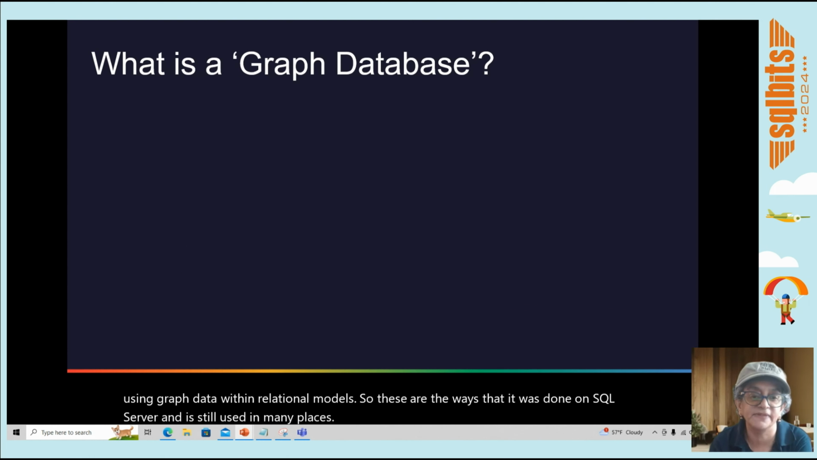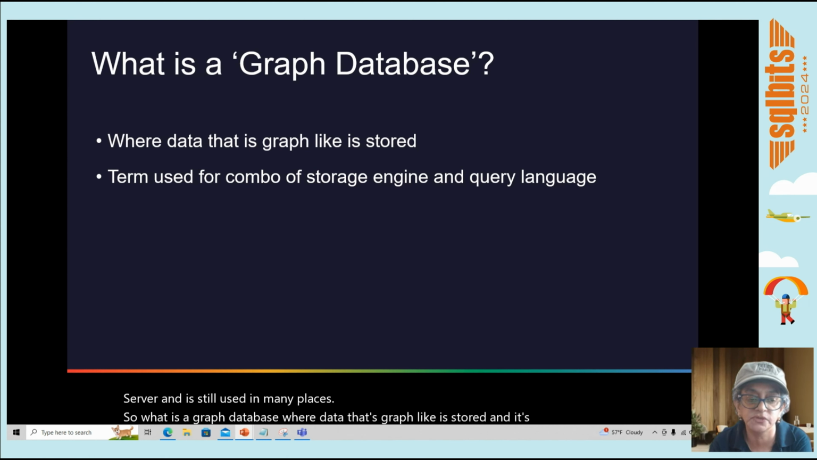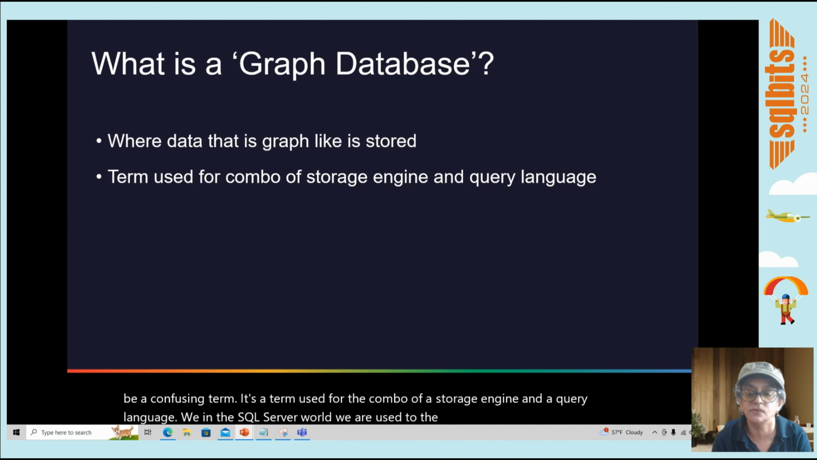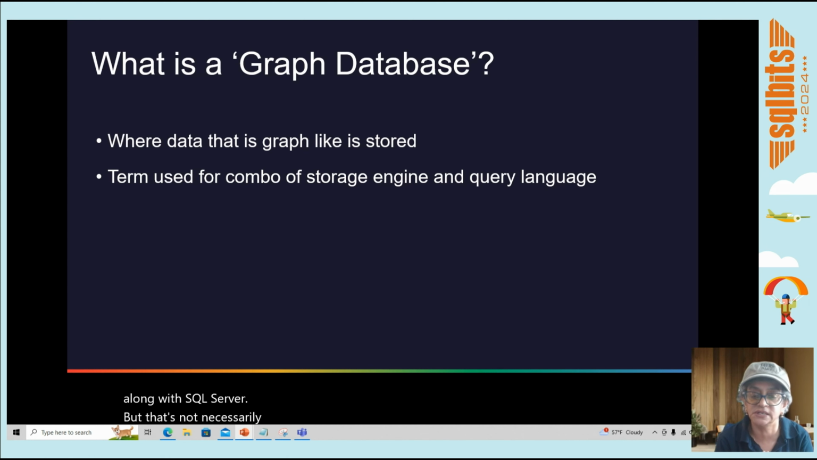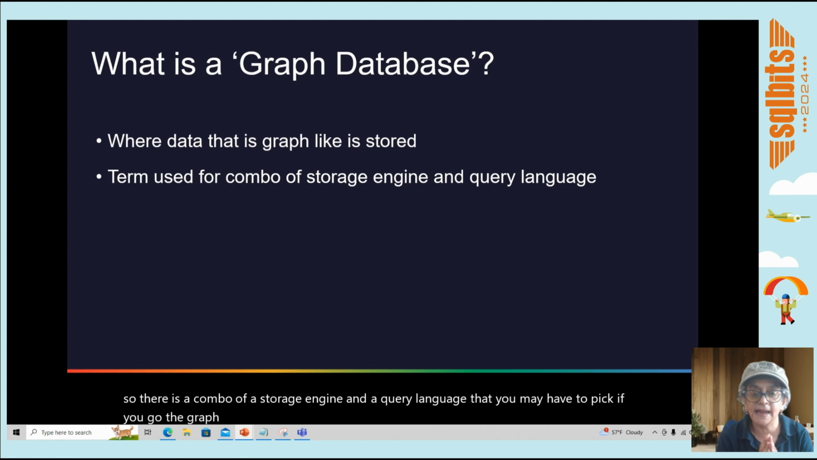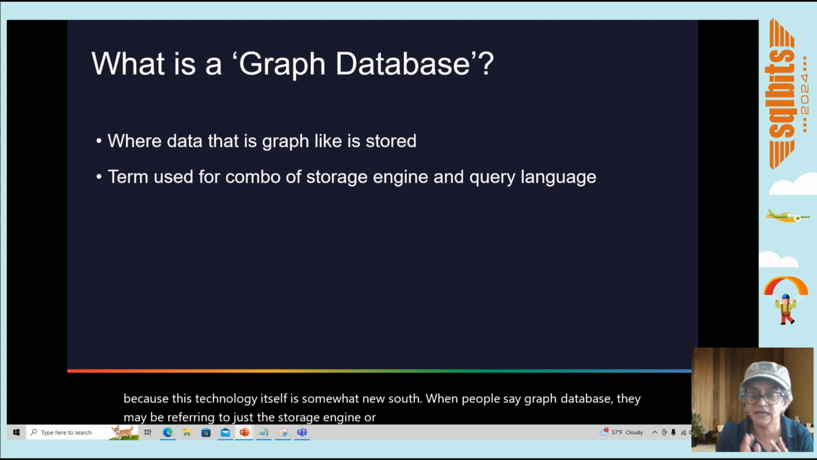So what is a graph database? Where data that's graph-like is stored, and it could be a confusing term. It's a term used for the combo of a storage engine and a query language. We in the SQL Server world are used to the luxury of T-SQL that comes bundled along with SQL Server. But that's not necessarily the case. Not all storage engines have their own built-in language. So there is a combo of a storage engine and a query language that you may have to pick if you go the graph database route. And this term is used in a somewhat ambiguous way because this technology itself is somewhat new. So when people say graph database, they may be referring to just the storage engine or a combo of a storage engine and a query language.